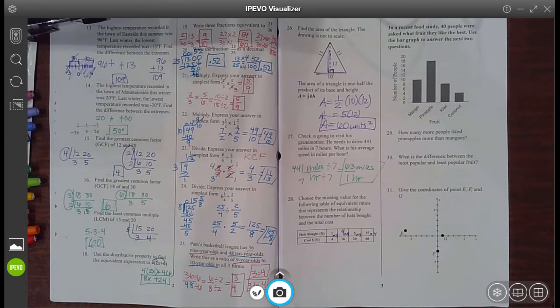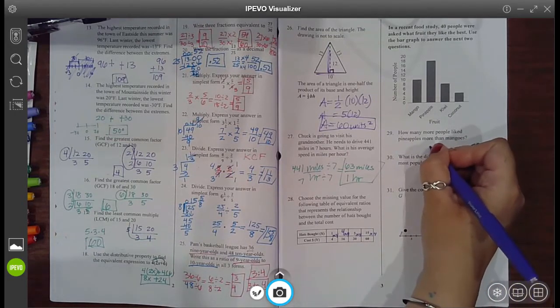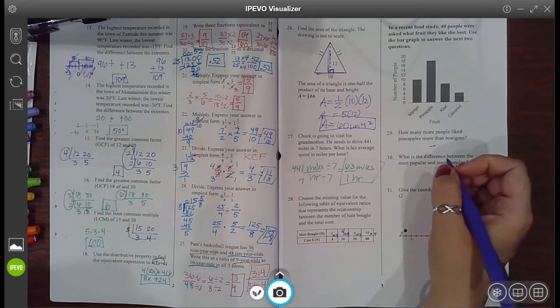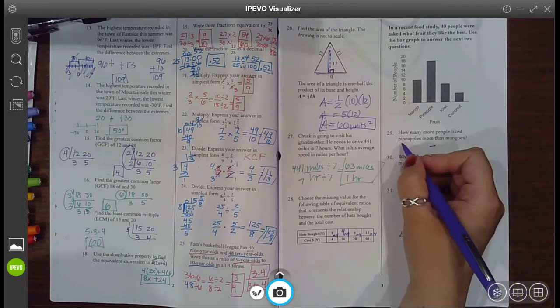Okay, for the next one up top, it says, in a recent food study, 40 people were asked what fruit they like best. Use the bar graph to answer the next 2 questions. How many more people liked pineapples than mangoes? Okay, so how many more people? So that means I'm going to find the difference between them. And I want to find it with the people who liked pineapples.